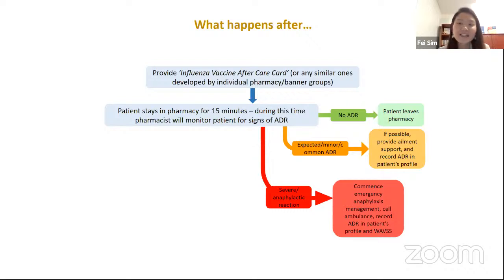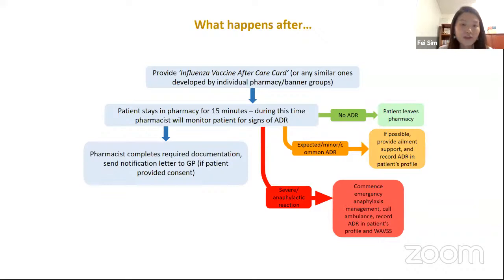If they have any severe or anaphylactic reaction, and I'll talk about anaphylactic reaction later on so you fully understand what that means, but if they get any severe, very serious anaphylactic reaction, they would need to commence emergency anaphylaxis management, which means using adrenaline injection, and then call an ambulance and record this in the patient's profile.